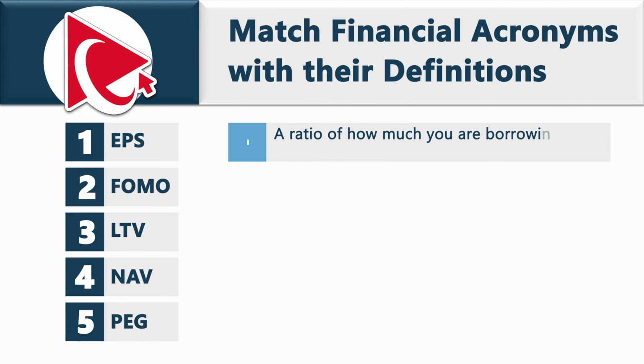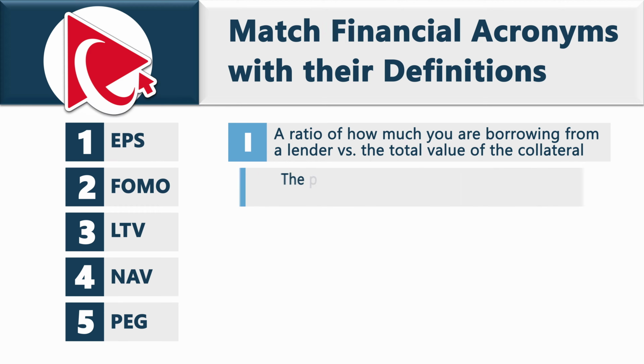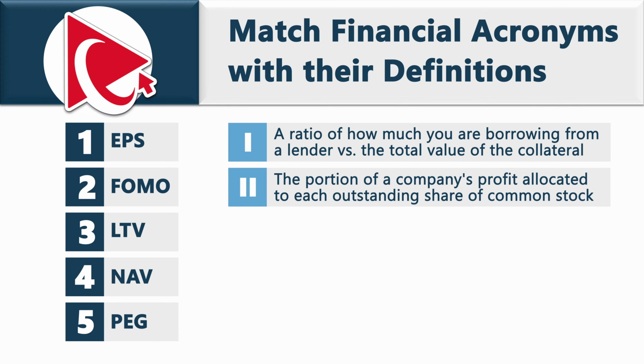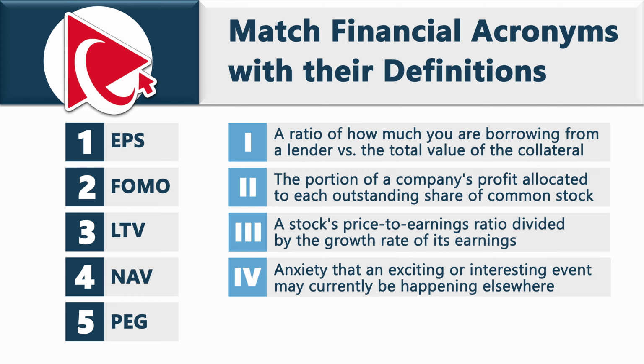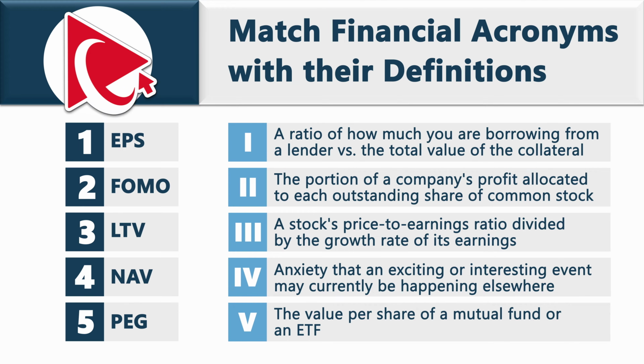The first definition is a ratio of how much you are borrowing from a lender versus total value of the collateral. The second definition is the portion of a company's profit allocated to each outstanding share of a common stock. The third definition is a stock price to earnings ratio divided by the growth rate of its earnings. The fourth definition is anxiety that an exciting or interesting event may currently be happening elsewhere. And last but not least, the fifth definition is the value per share of a mutual fund or an ETF.